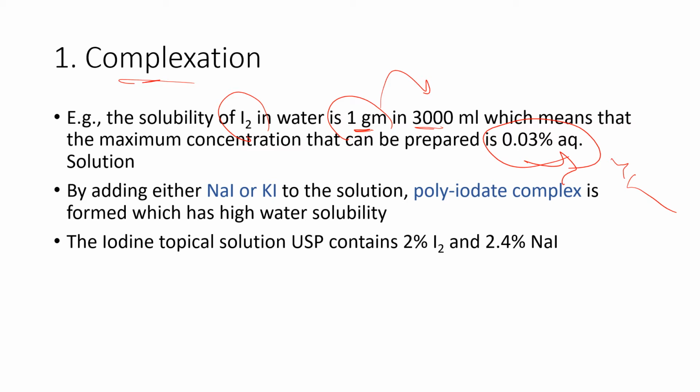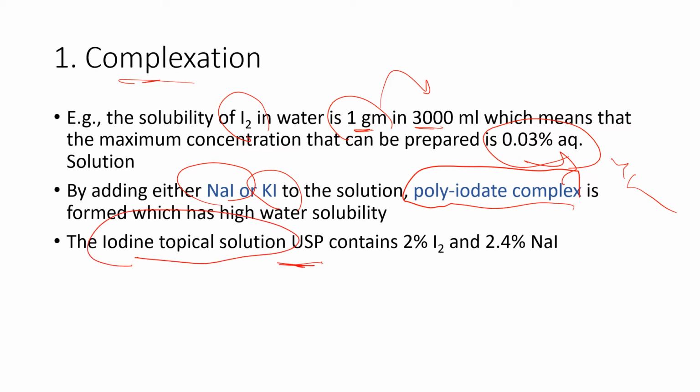But they found that if we add sodium iodide or potassium iodide, it will react with iodine and form a polyiodide complex. That's why in the market, or according to USP also, the iodine topical solution is 2%, which is much higher than 0.03%, due to the presence of 2.4% sodium iodide. So when we mix sodium iodide with iodine, we can increase the solubility and we can prepare a solution of iodine 2 gram in 100 milliliters. And here also it is 0.03 gram in 100 milliliters, not 0.03 milligram.